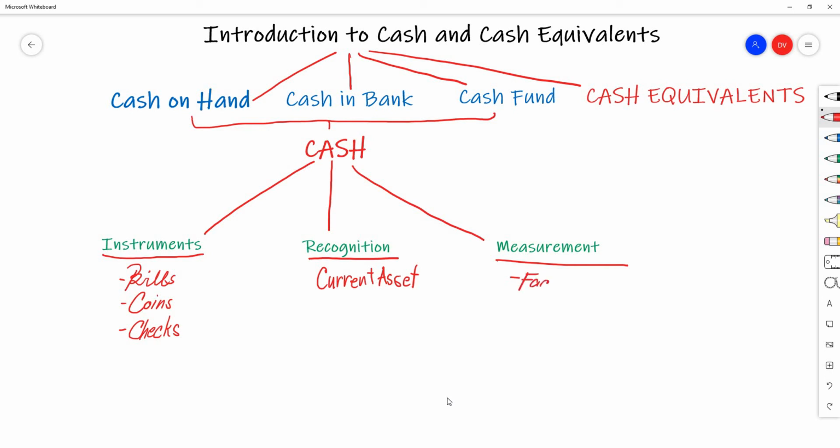So, when you say face value, kung magkano mo nakikita yung cash, ganun mo siya i-measure. 20 peso bill, may hawak kang 20 pesos. How do you measure that? 20 pesos. Kung ano yung nakikita mo, yun yung value niya. In some cases, it is impractical to treat cash in face value. Example, if it is in foreign currency.